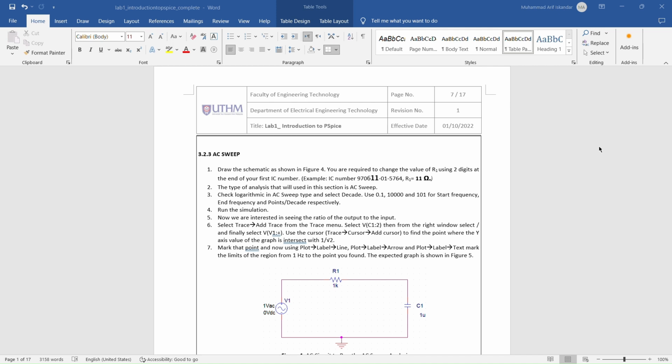Assalamualaikum. My name is Arif Iskandar. So I will explain about this part. This part is about AC sweep.